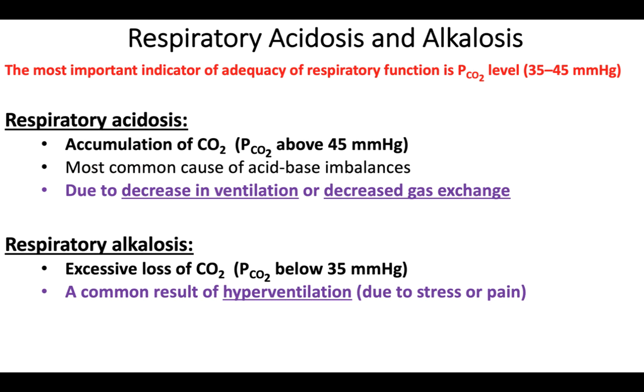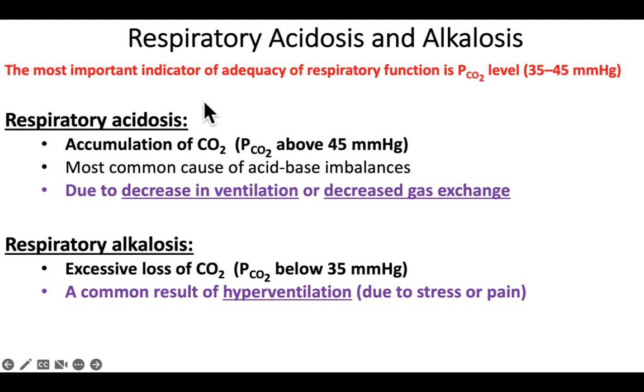So let's diagnose these. So let's diagnose respiratory acidosis or alkalosis. The most important indicator is the levels of carbon dioxide. So we have to know the pH of the blood. That'll determine whether it's acidosis or alkalosis. And then we look at if there's a carbon dioxide imbalance. So respiratory acidosis is caused by the accumulation of carbon dioxide. So carbon dioxide is above normal. The normal range is 35 to 45 millimeters mercury.